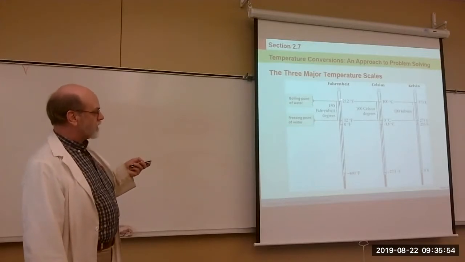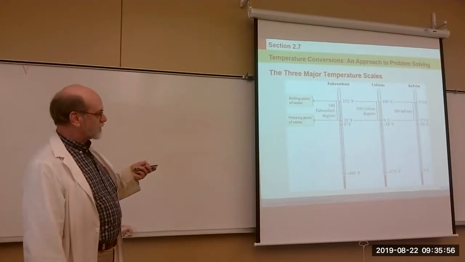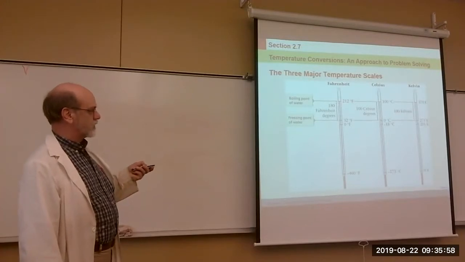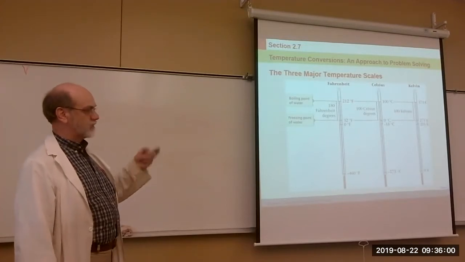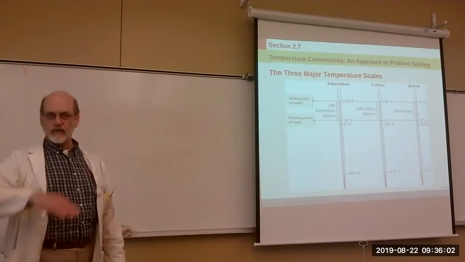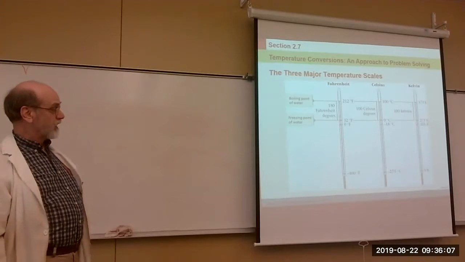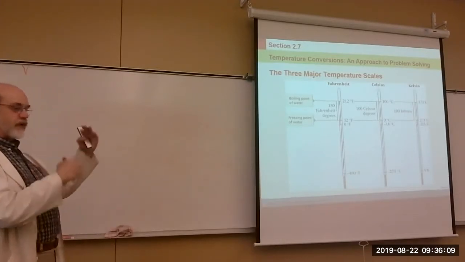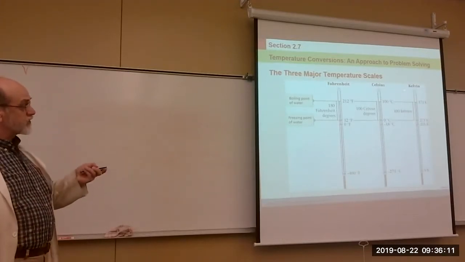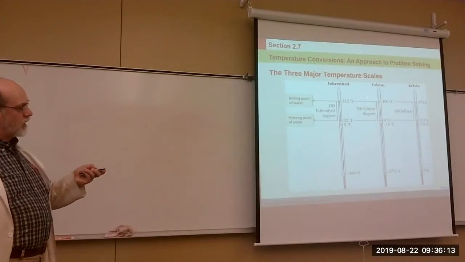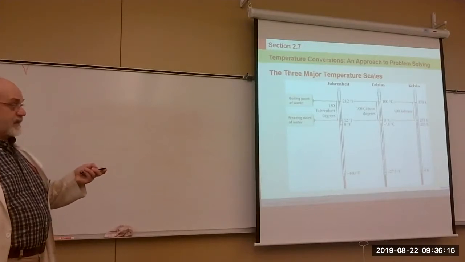Anyway, wherever that thing gets to, is the same temperature no matter what scale you're using, right? Fahrenheit, Celsius, Kelvin, doesn't matter. Still going to go to the same place. It's just the scale that changes, right? So we need a way to relate those scales. Celsius and Kelvin are easy, right?